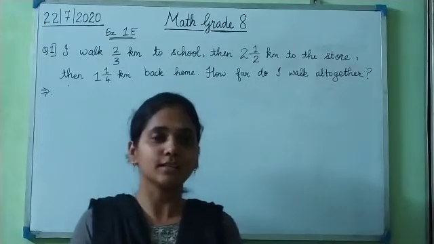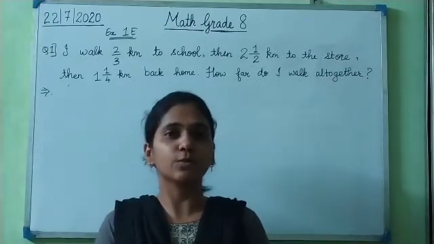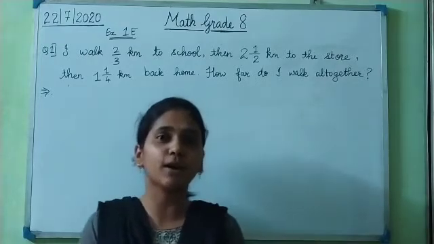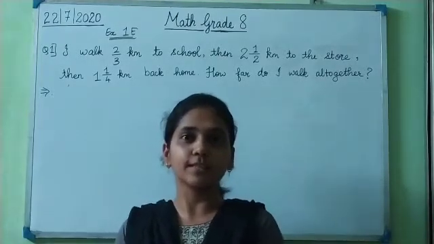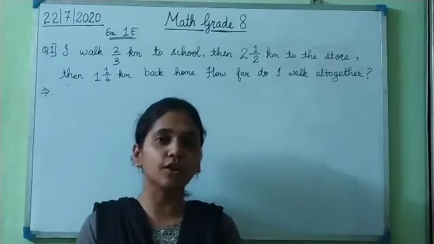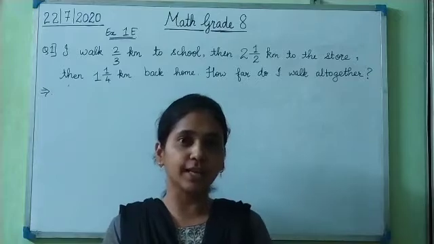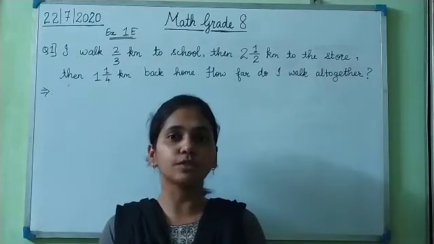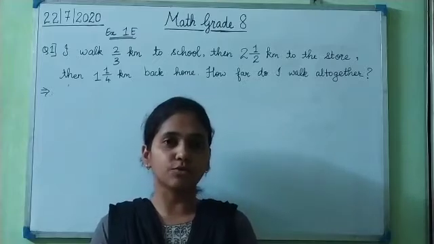Let's start with our class. So first, let us revise what we have studied in our previous class. So what did we study about? We studied about laws of indices, and then we solved a few examples based on the laws, and then we also saw the BIDMAS rule, right? And then after that we saw how to solve sums using BIDMAS rule, right?